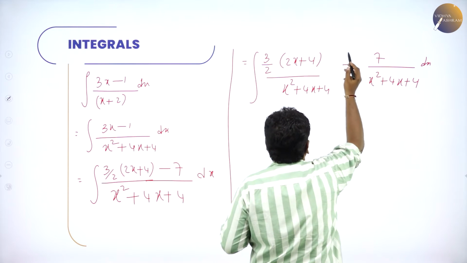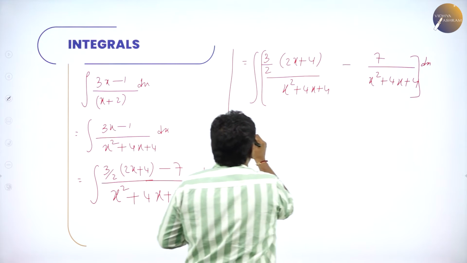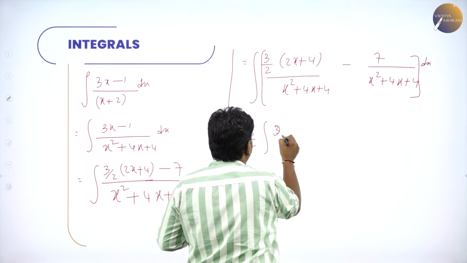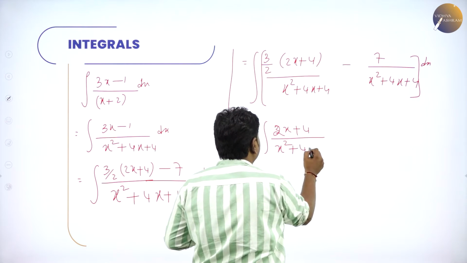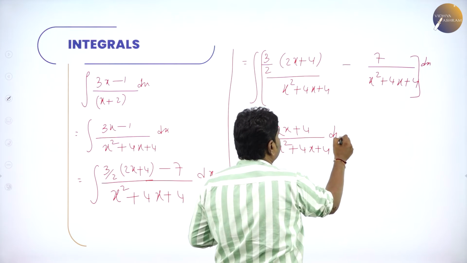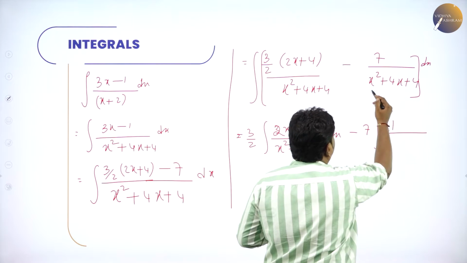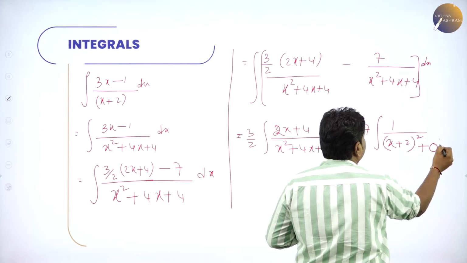So now we need to integrate this. 3 by 2 is constant, take it out. Integration of 2x plus 4 divided by x square plus 4x plus 4 dx. 7 is constant, take it out. Integration of 1 divided by, I'll write this as x plus 2 the whole square only. So method of completing squares is easy.